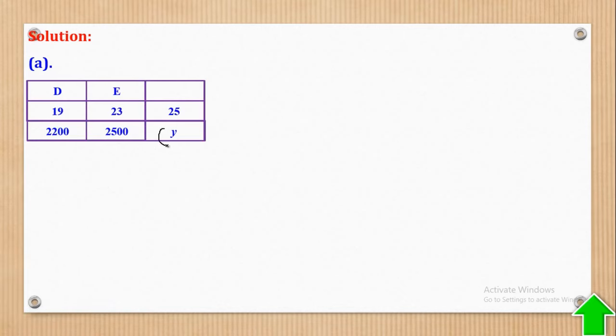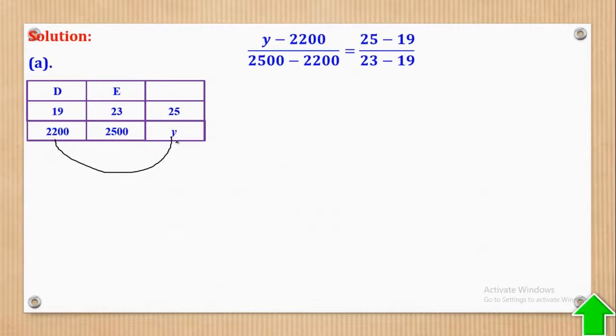So this is the value which is required. So still we are going to use the linear interpolation. For the part of y, this one and this one, it is 2200, which is smaller. So when you're getting the ratio, it will be y minus 2200 over 2500 minus 2200.